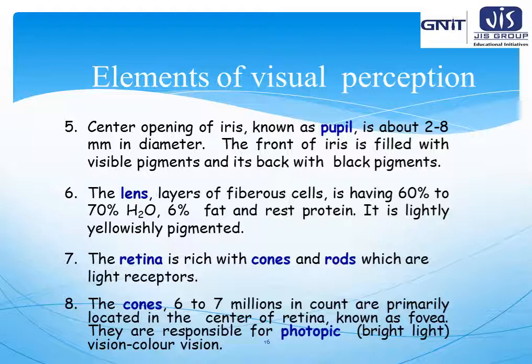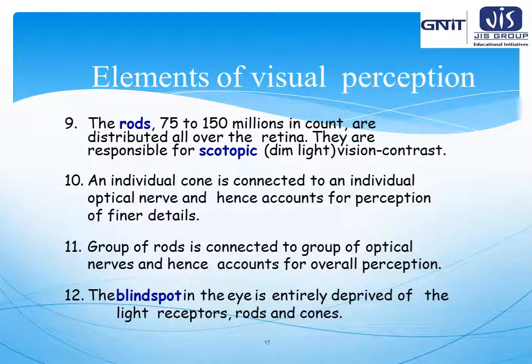The retina is rich with cones and rods, which are known as light receptors. The cones, 6 to 7 million in count, are primarily located in the center of the retina, known as the fovea. They are responsible for photopic, that means bright light, vision and color vision. The rods, 75 to 150 million in count, are distributed all over the retina. They are responsible for scotopic, that means dim light, vision and contrast.